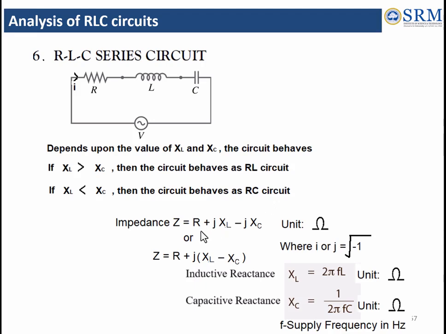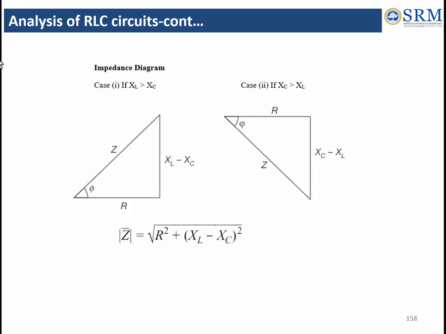The impedance is going to be the sum of all: R plus jXL. This will introduce negative reactance, so minus jXC. We can take j common and write XL minus XC. The XL and XC formulas we saw earlier. The impedance unit is ohms. Here j can be written as i also. Its value is the root of minus 1. Here f is the supply frequency, which is in hertz.